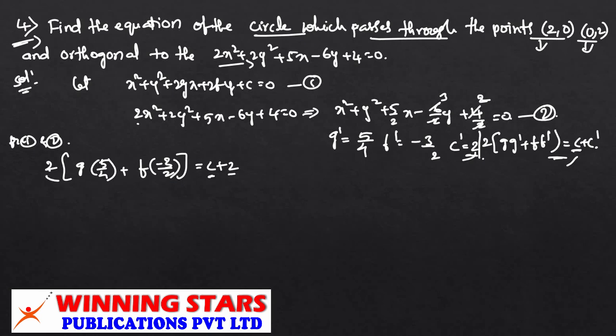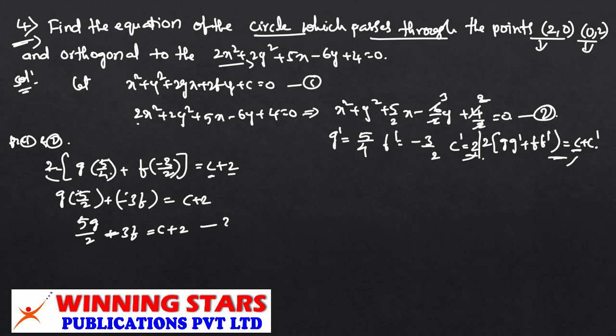So multiplying with the 2 here, g into 5 by 2 gives 5g by 2, plus f multiplied by minus 3 gives minus 3f, is equal to c plus 2. So we can write it as 5g by 2 minus 3f is equal to c plus 2. I will take it as the third one.